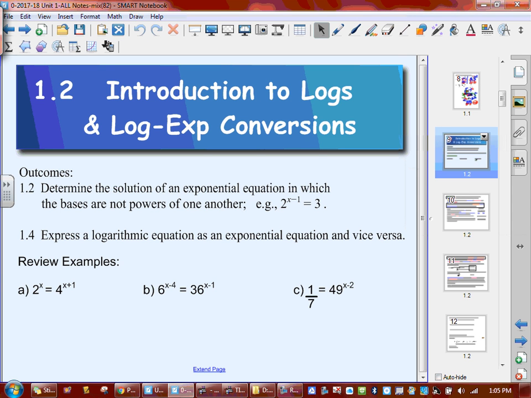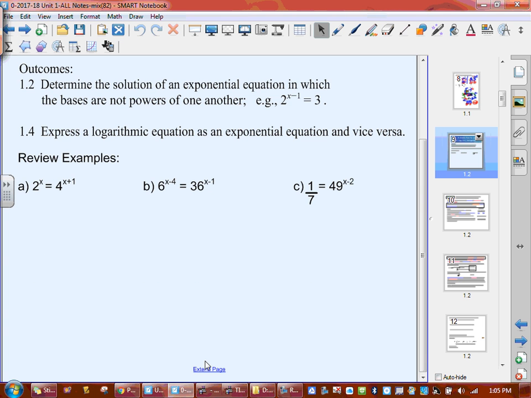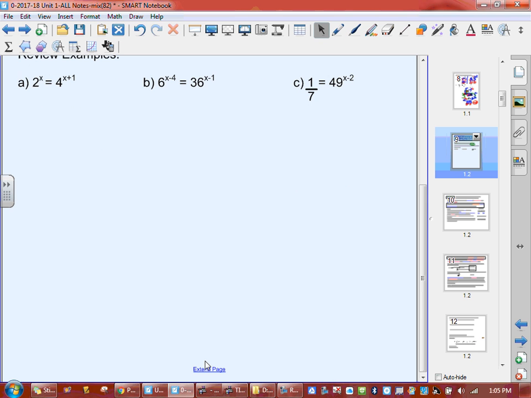This is lesson 1.2, Introduction to Logs and Log Exponential Conversions. So we're just going to take a look at a couple of same base equations first. The whole point of our introduction to logs is so that we can work with bases that are not the same. That is what we're going to eventually be dealing with, bases that are not the same, so that we have to switch into log form on purpose. We do have a couple same base questions down here, so we're going to do these.